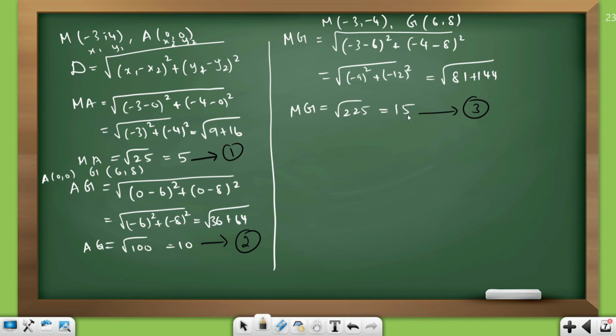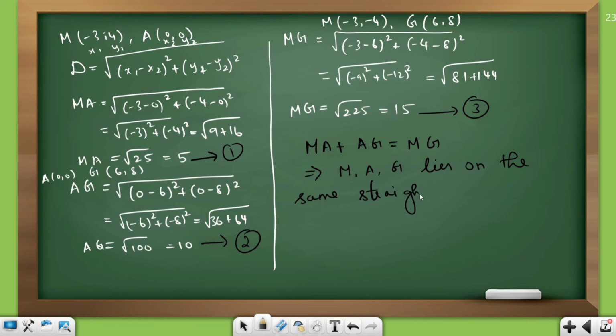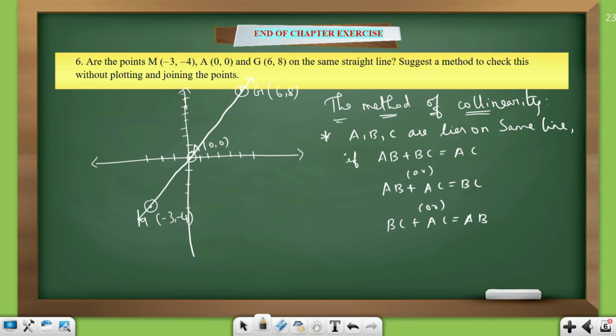Out of the three, the sum of any two should be equal to the third one. Here it is clear that if I add 5 and 10, I get 15. So MA plus AG equals MG. This implies that M, A and G lie on the same straight line. That's all. The method is very easy, and this method is called the method of collinearity. Moreover, in many places we are supposed to use this method to show that 3 points are collinear.